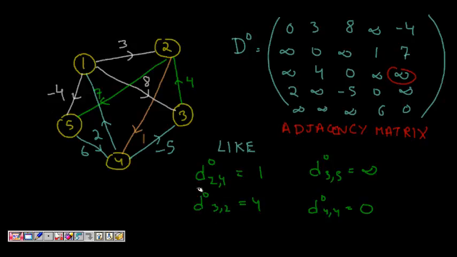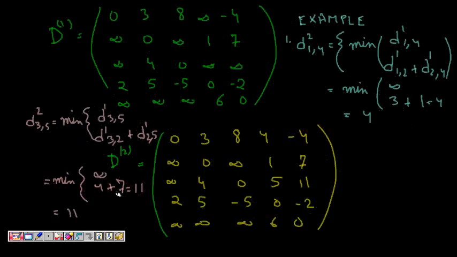Similarly D0 3,2: 3 to 2 is connected and the weight is 4. Similarly D0 3,5: 3 to 5 is not connected, and I am not choosing any intermediate node, so its weight is infinity. D0 4,4: as I am already at that node, it will be 0. Okay, so I think this is clear. D0 and the adjacency matrix are the same. D0 is equal to the adjacency matrix of the graph.